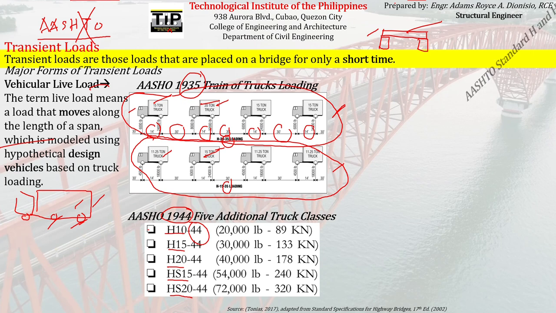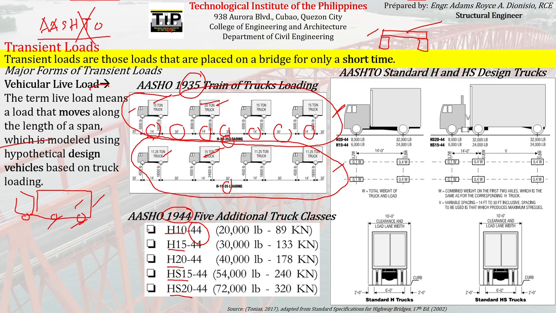Okay? And then, after those two truck loadings, after na ma-form yung AASHTO, nung naging AASHTO na siya, ang naging truck loadings na natin ay yung mga tinatawag natin na Standard H and HS design trucks, which are this. Okay? So, ito yung H trucks, ito yung HS trucks. So, makikita nyo naman yung main difference between H trucks. Sa gulong yan, nagkakaiba. Yung dalawang yan. Ganyan yung H trucks, ito yung HS. Meron siyang tandem truck dito.